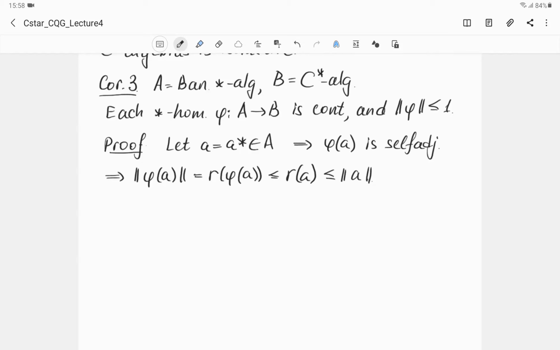So this holds for each self-adjoint element. Now we take an arbitrary element, and again use the trick that A star A is self-adjoint.